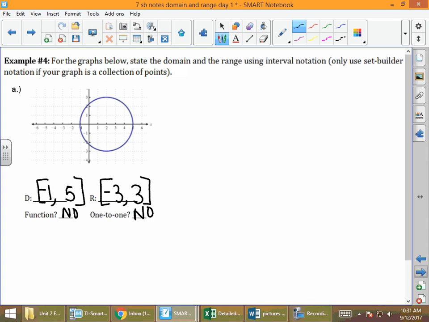If you like that rectangle version that I put on our first example, draw a rectangle. It'll be more square. But draw a rectangle around the circle. Go from left to right to figure out your domain. Go from bottom to top to figure out your range.